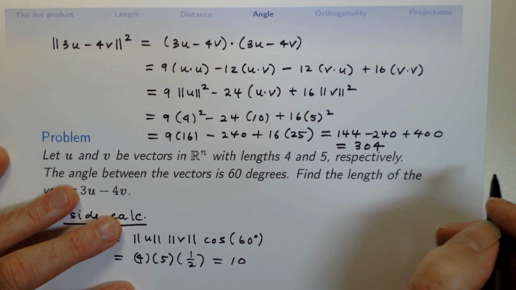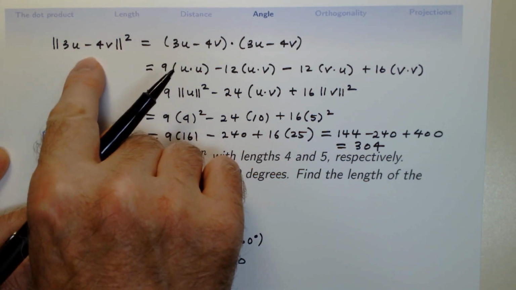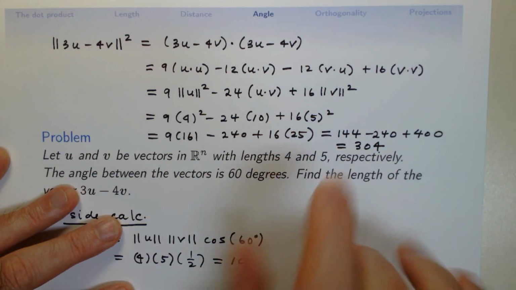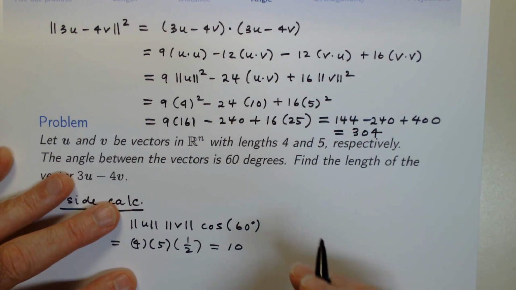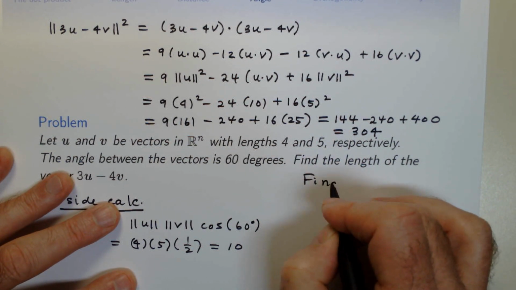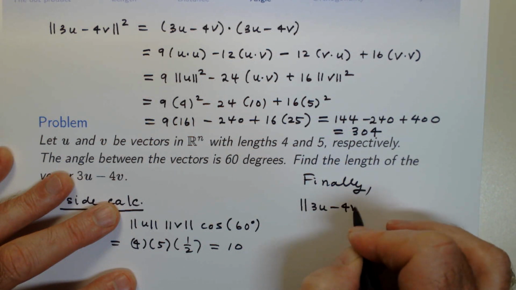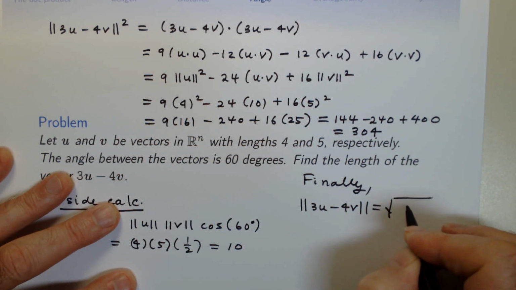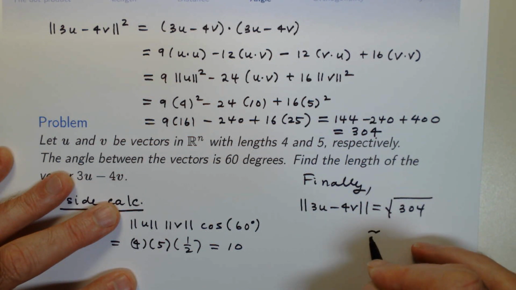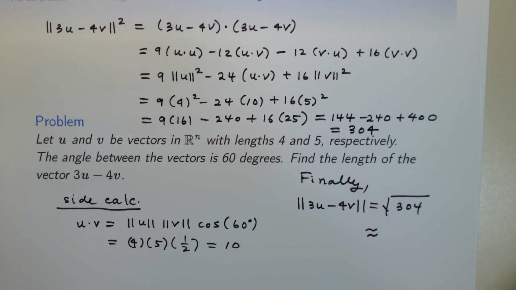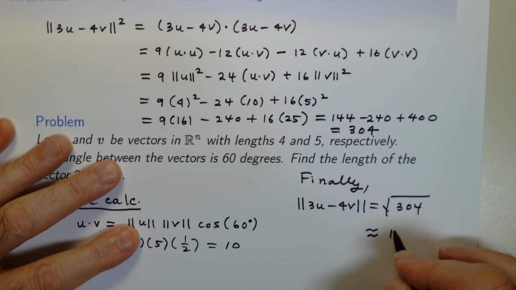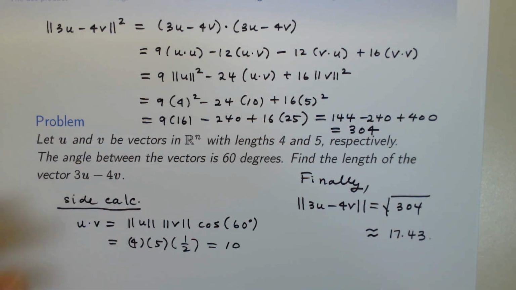Now we have to be a little careful here. Remember, we started with the length squared is 304. So our final answer is going to be the square root of this. So finally, the length of 3u minus 4v is the square root of 304, which is approximately 17.43. Okay, so we can approximate the length of 3u minus 4v at about 17.43. Strictly speaking, it's the square root of 304, approximately 17.43.